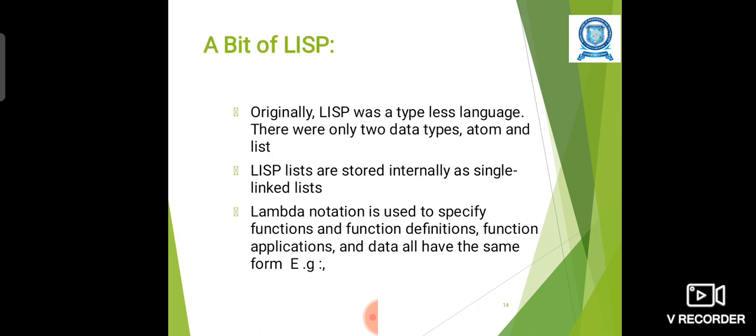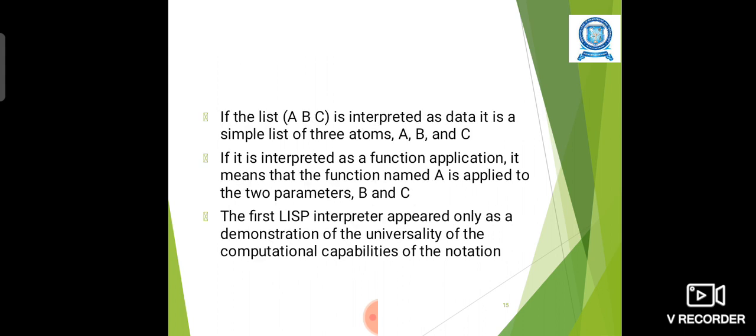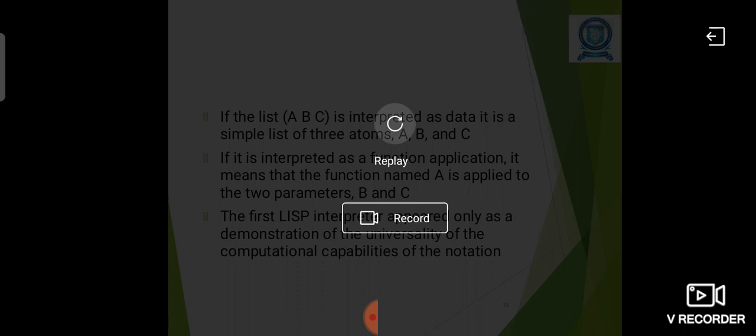Lisp was a typeless language. There were only two data types, atom and list. Lists are stored internally as singly linked lists. Lambda notation is used to specify functions and function definitions. Function applications and data all have the same form. If the list (A B C) is interpreted as data, it is a simple list of three atoms A, B, C. So that's all about the topic.